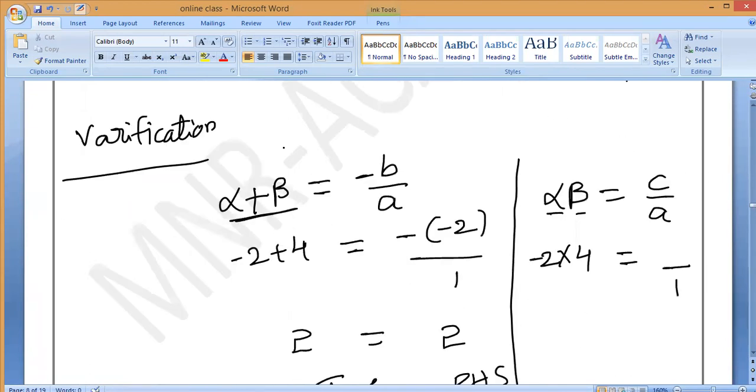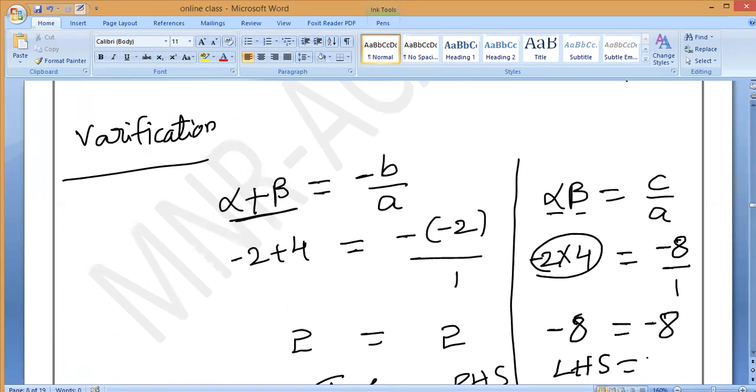So alpha into beta is equal to minus 8, which is equal to minus 8. So is it proved or not? LHS equals RHS. Hence proved. Yes. In that question, the remaining parts you all have to do. Arvind, are you understanding, Arvind?